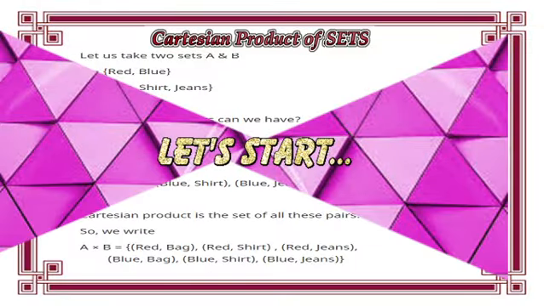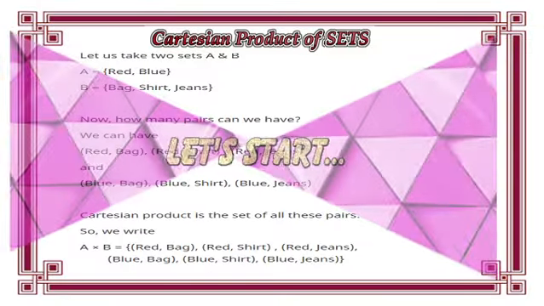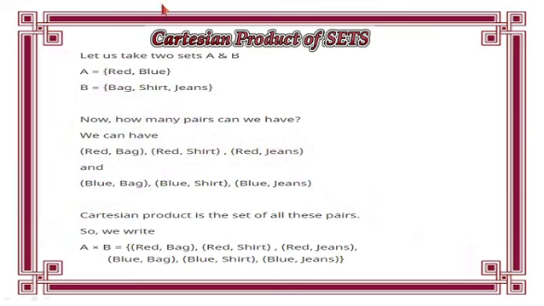So let's start. What is the meaning of Cartesian product? Let us take two sets, set A and set B. In set A we have two elements red and blue and in set B we have three elements bag, shirt and jeans. Now how many ordered pairs we can form? We can form 6 ordered pairs. Red bag, red shirt, red jeans and blue bag, blue shirt and blue jeans.